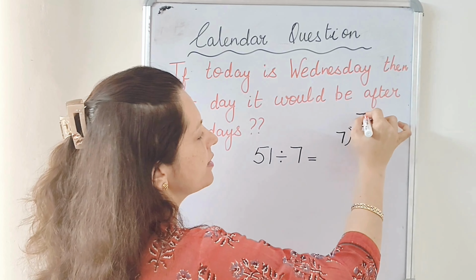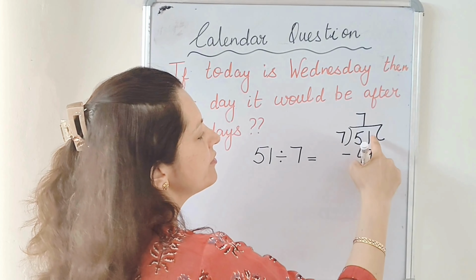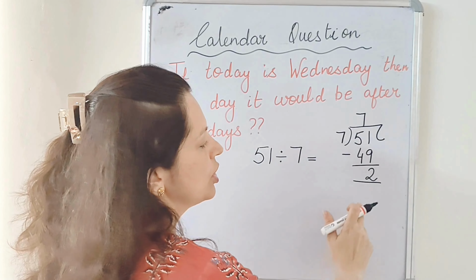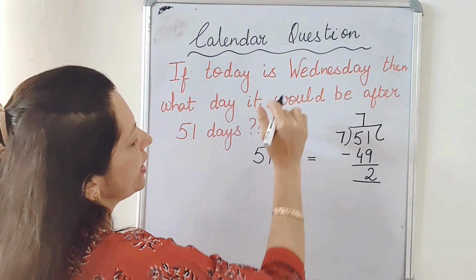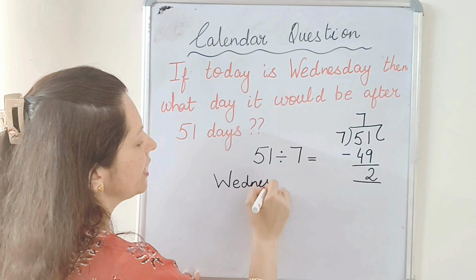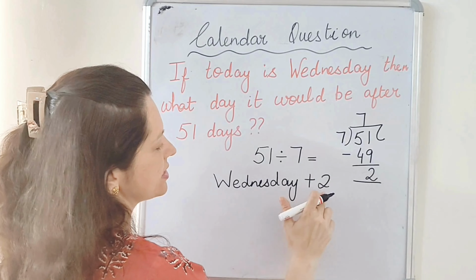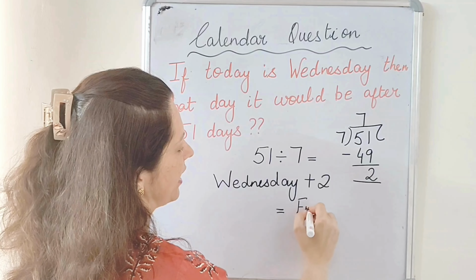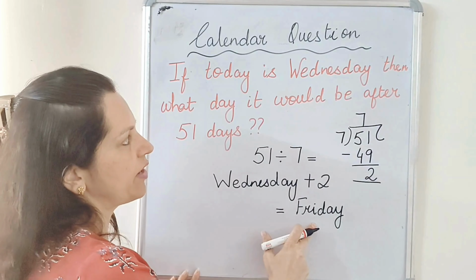Now 7 times 7 is 49 and 51 minus 49 is 2. So, the remainder is 2. Now, it is saying that today is Wednesday. So, to Wednesday, we will add the remainder 2. So, 2 days after Wednesday is Friday. That means after 51 days, it will be Friday.